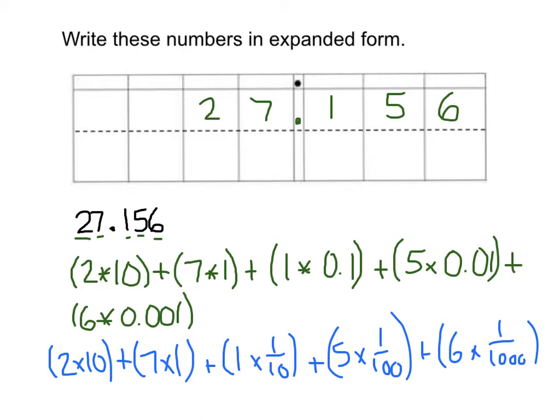If my number was a little different, say this 1 here was actually a 0, when I was writing it, I would do my 2 tens and 7 ones. I wouldn't bother with the 0 times a tenth there. So this part would just not be there. We would just eliminate that as we wrote it. So it would go to 2 times 10 plus 7 times 1 plus 5 times a hundredth plus 6 times a thousandth.